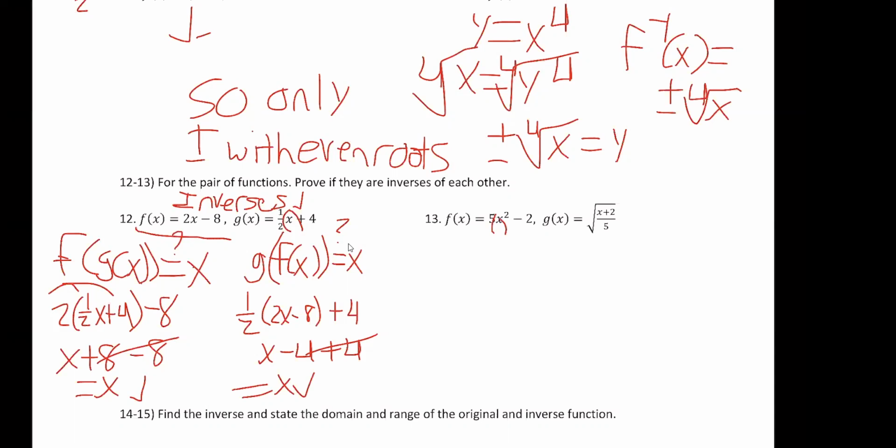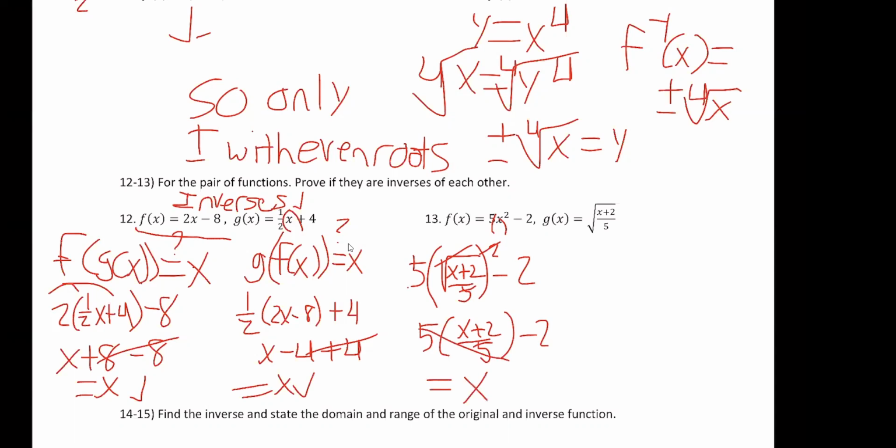if you did the first one, like 5 parentheses, this whole thing up to the second power minus 2, basically you would just get rid of your root. So when you multiply this, really you'd have 5 times x plus 2 over 5. This would cancel. So this would actually equal x for this first one. But if you plug the other one in for the x, let's see if it works.